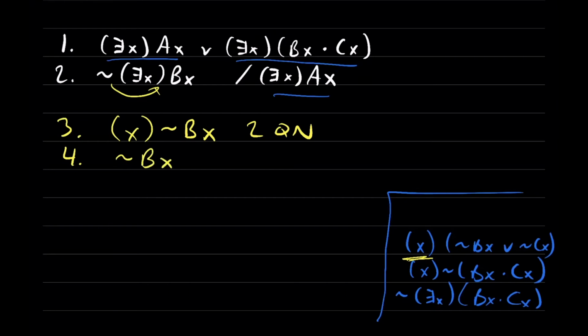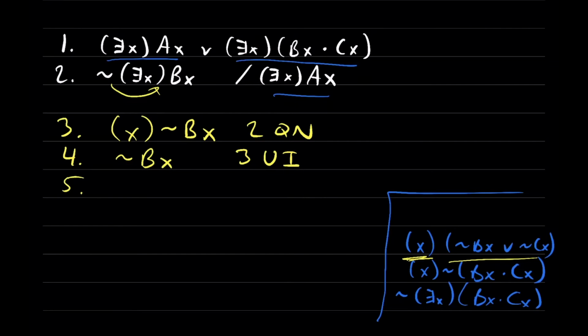So I'm just going to have not bx on its own line. And that's going to follow from line 3 by universal instantiation, one of the rules that we talked about last week. Okay. Now we said we're looking for a statement like this, for all x, not bx, or not cx. Well, if I could get not bx or not cx on its own line, what I've indicated there on the bottom right part of the screen, then I could apply universal generalization, one of these last couple of rules that I just talked about a moment ago, and we'd be done.